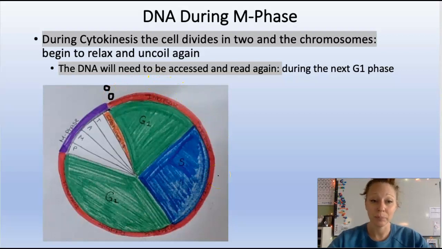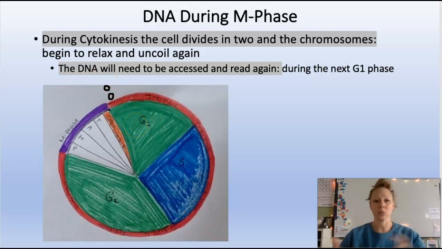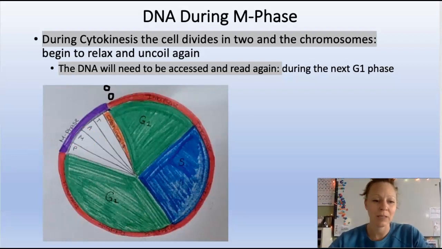And these two cells are both going into G1 phase, and they're going to go through the cell cycle again. And when we go into the G1 phase, we're going to need to be able to access that DNA again, because we're going to need to make more proteins and get ready for S phase. And so it's important that during cytokinesis, when the cell is splitting, the DNA is also uncoiling, it's relaxing. So as it goes into G1, it's ready to start making proteins again. And I believe that's it. I hope that this helps, and let me know if you have any questions.